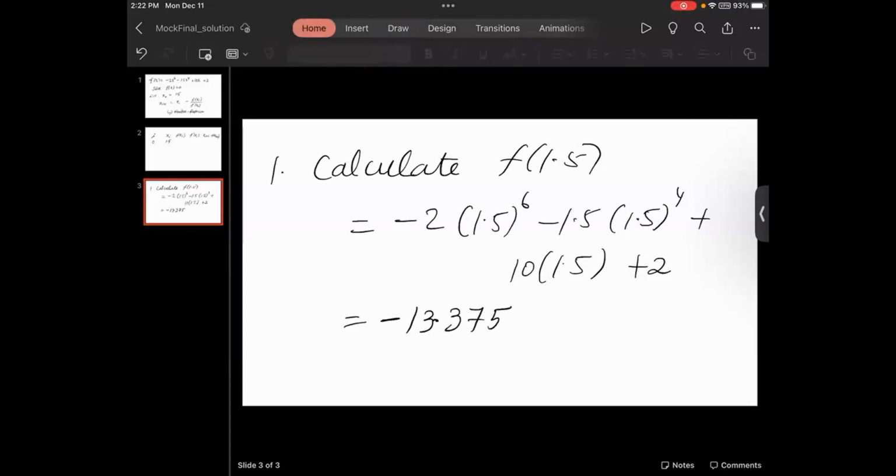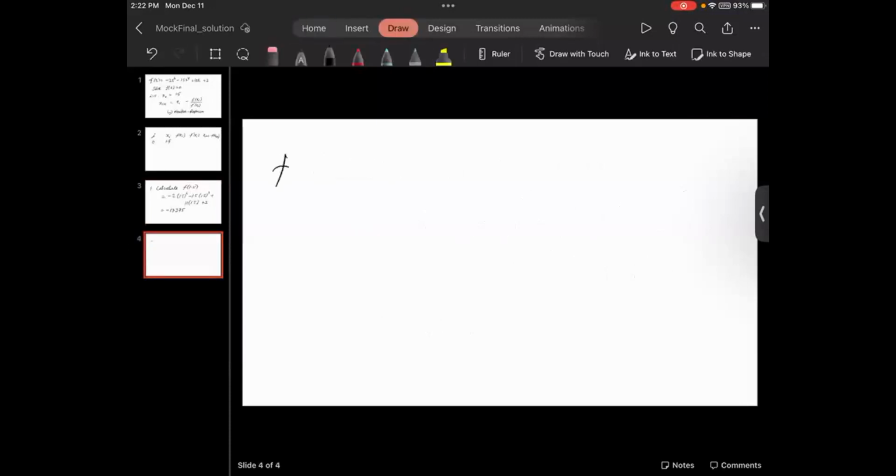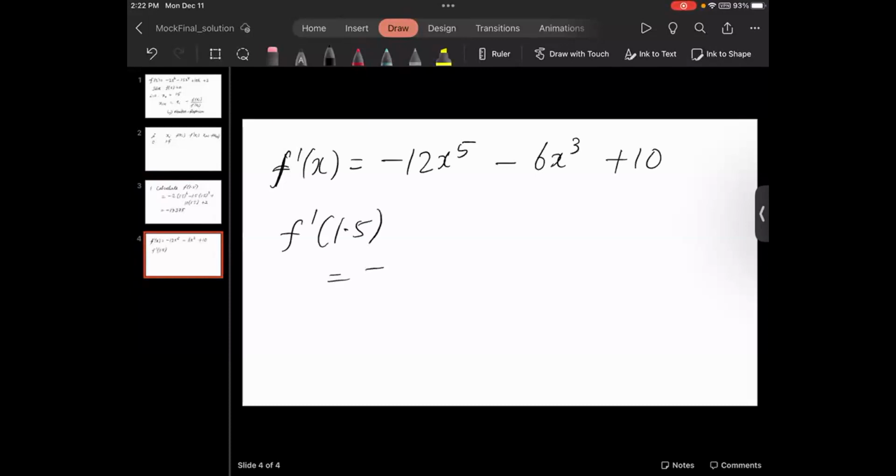Okay. So then f dashed of x, what is f dashed of x? That will be minus 12x to the 5 minus 1.5 times 4, which is 6x cubed plus 10. So if you want to get f dashed of 1.5, that will be minus 12 times 1.5 to the 5th minus 6 times 1.5 cubed plus 10, which if you again punch it in your calculator, you should be getting minus 101.375.